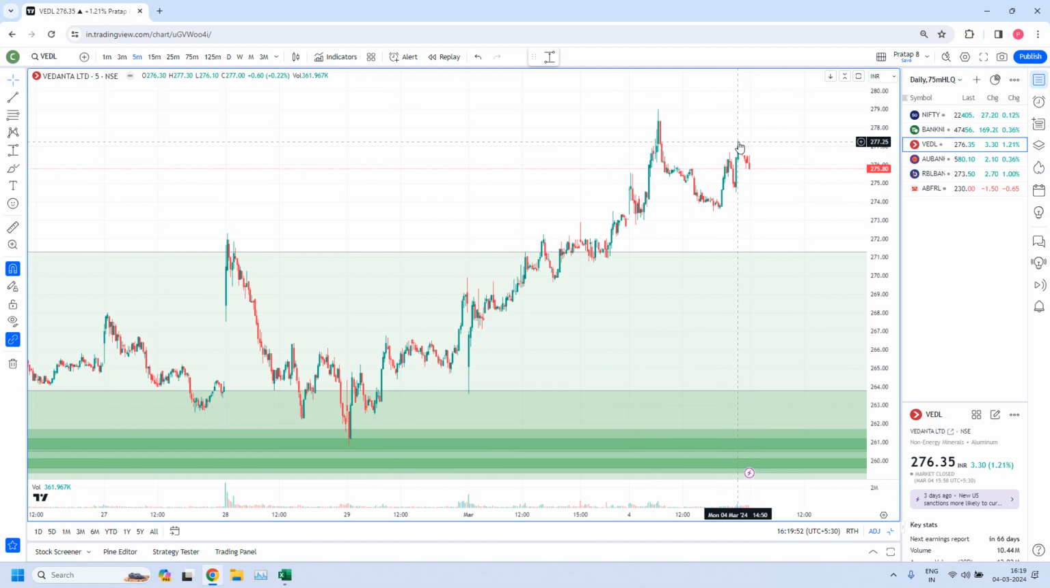See how much it has given already. And what is the price here? 261 rupees. So 15 rupees profit it has given already. So more than 5% return. So maybe close to 6% return it has given.